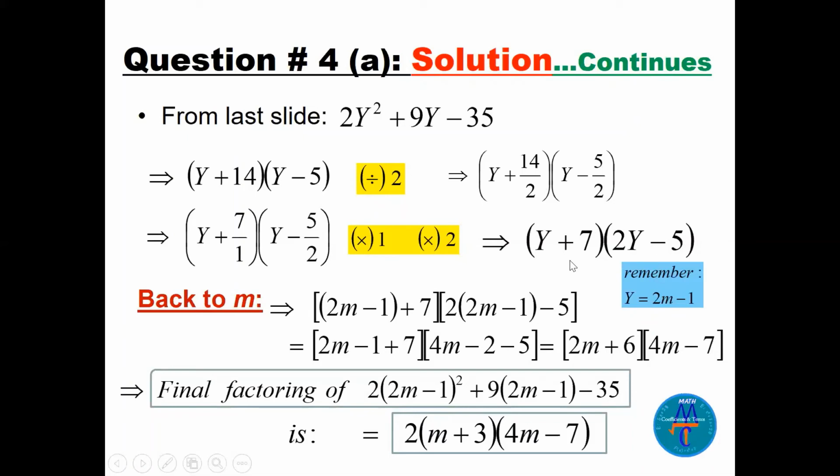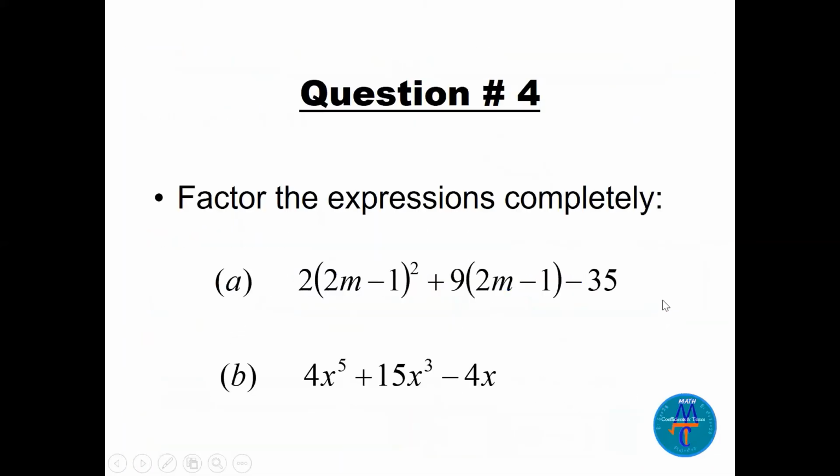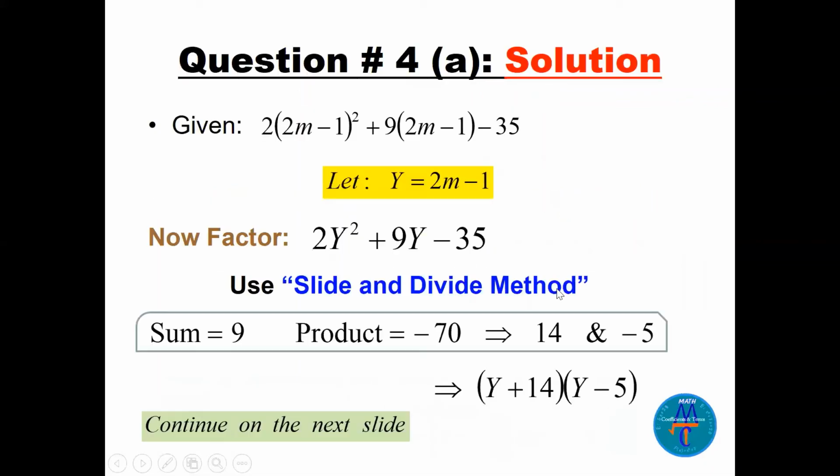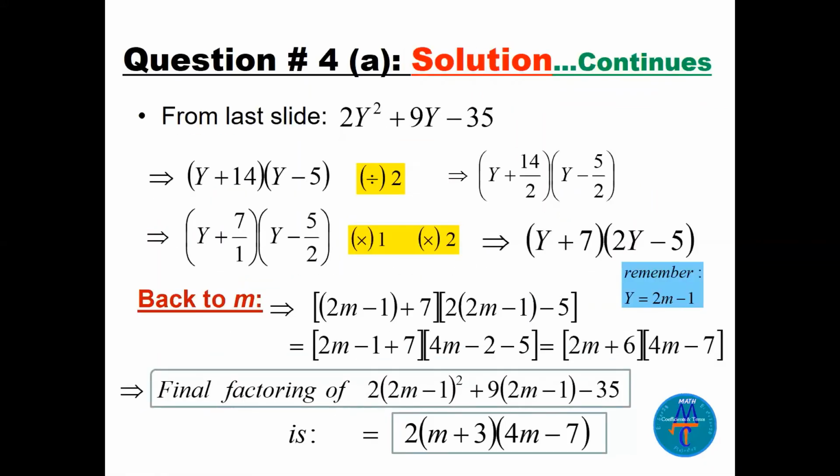Now we cannot stop here because the question contains m. You see the question, I will show you the question here. See, the question contains m, there is no y, there is nothing. So we have to go back. Each y, see this is y and 2y there. Each y, I will replace it with 2m minus 1 and here 2m minus 1. Here plus 7 and here minus 5.